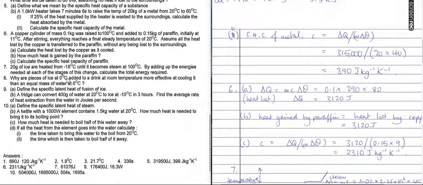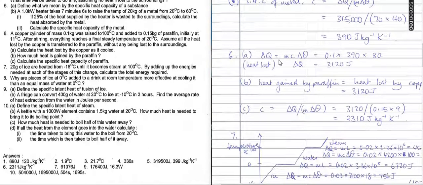Question 6. A copper cylinder of mass 0.1 kilograms was raised to 100 degrees C and added to 0.15 kilograms of paraffin, initially at 11 degrees C. After stirring, everything reaches a final steady temperature of 20 degrees C. Assume all the heat lost by the copper is transferred to the paraffin without any being lost to the surroundings. A, calculate the heat lost by the copper as it cooled.